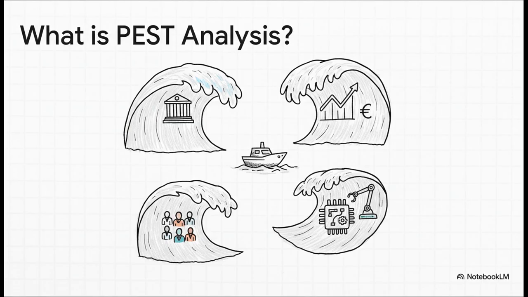We've got P for political. Think new government policies. E for economic, like inflation. S for social, that's all about consumer trends. And T for technological, things like the rise of AI. These are the giant waves that can either lift your business up or, well, sink it.